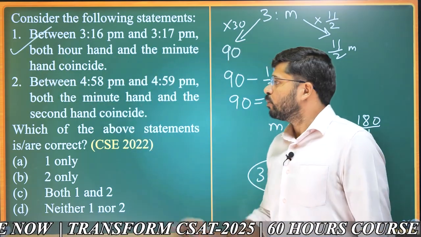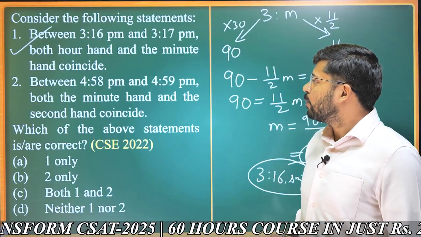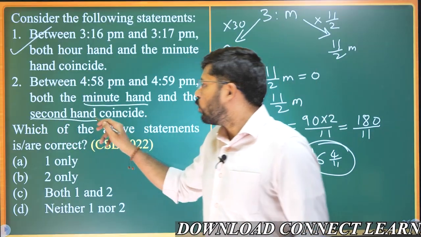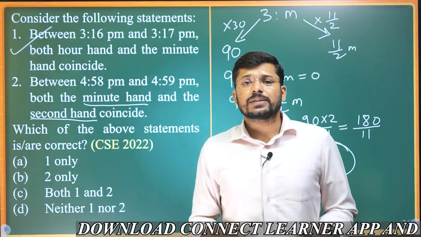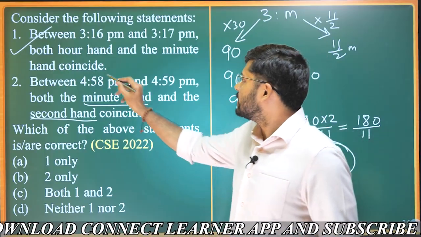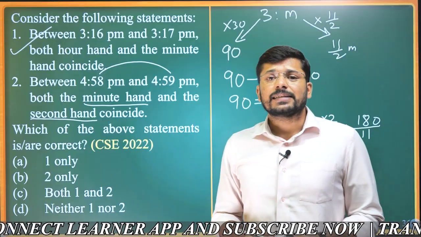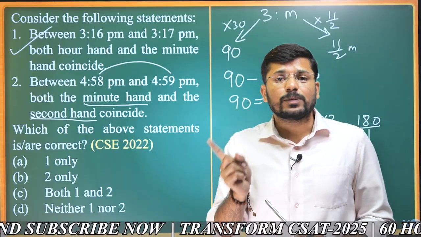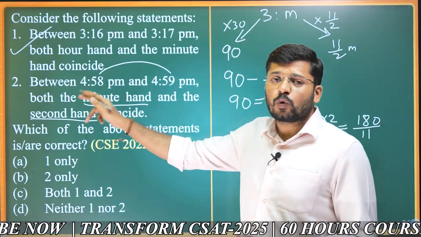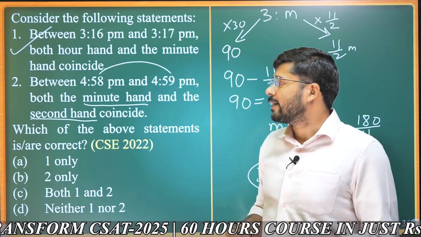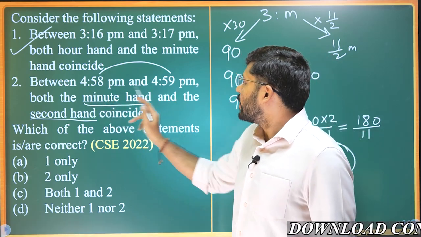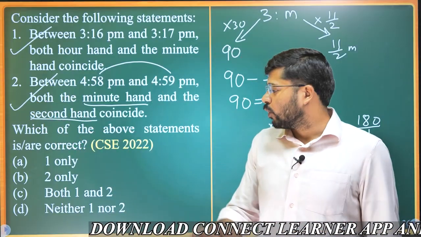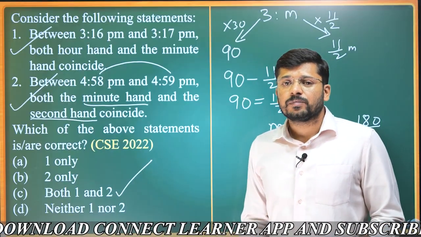Now, let us look at statement 2. Between 4:58 and 4:59, both minute hand and second hand coincide. Now, they are talking about the minute hand and second hand. And what does the rule say? The general rule says that between every two exact minutes, that is 58 and 59, the minute hand and the second hand coincide once, with the exception that from the 59th minute to the first minute, they coincide not twice but only once. But this falls under the general rule, 58 to 59. Yes, so between 4:58 and 4:59, the minute hand and the second hand coincide once. So, statement 2 is also correct. And what is our answer? Our answer is both 1 and 2.